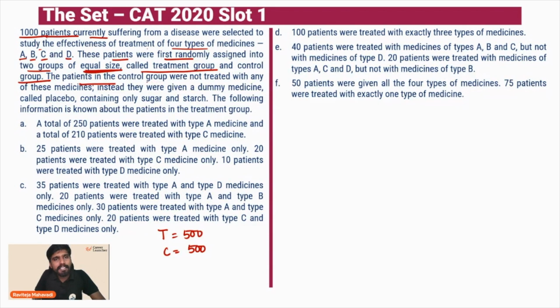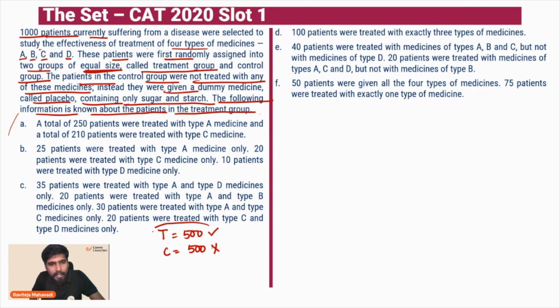The patients in the control group were not treated with any of these medicines. Control group को तो कुछ दिया ही नहीं. Instead, they were given some dummy medicine called placebo containing only sugar and starch. हटाओ. Control group is out of the scope of the question. Whatever is in the scope of the question has to be treatment group now. The following information is known about the patients in the treatment group. All these points A, B, C, D, E, F pertain to 500 people in the treatment group.